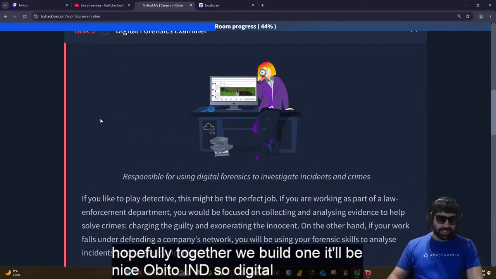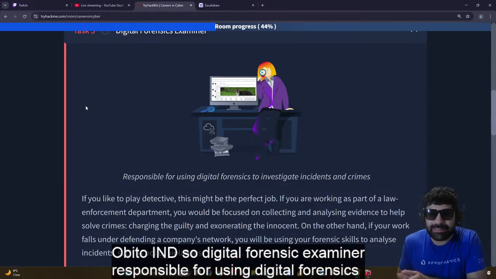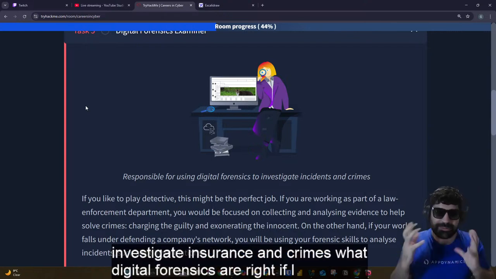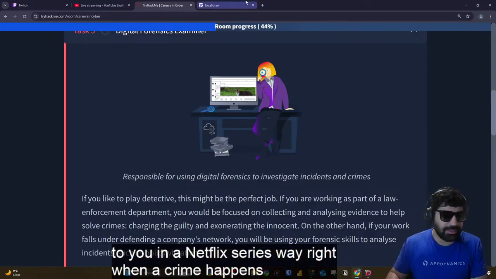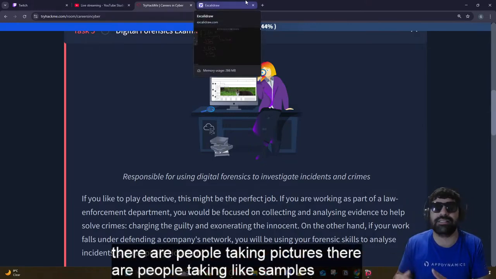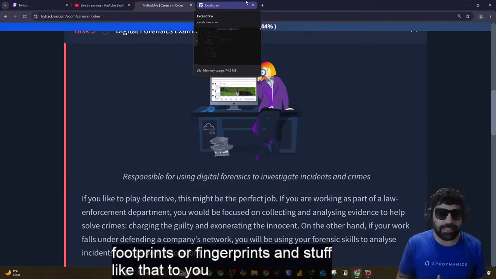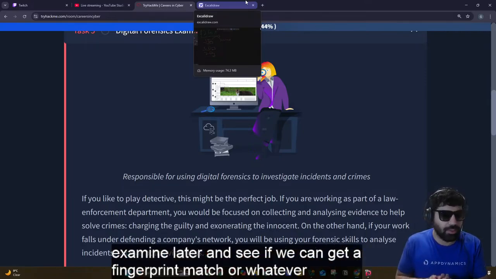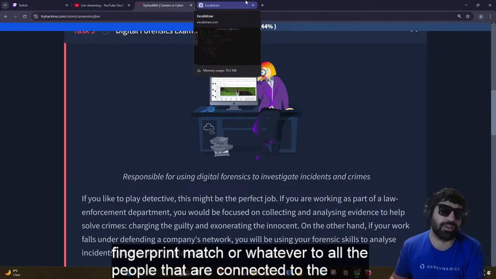So, digital forensic examiner: responsible for using digital forensics to investigate incidents and crimes. What digital forensics are, right? If I explain it in a Netflix series way, when a crime happens, there are people taking pictures, taking samples of footprints or fingerprints and stuff like that, collecting that data to examine later and see if we can get a fingerprint match to all the people connected to the deceased person or the corpse.